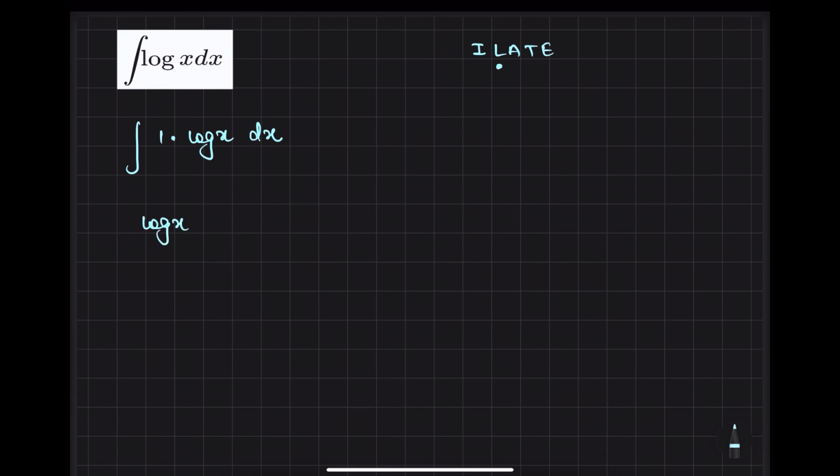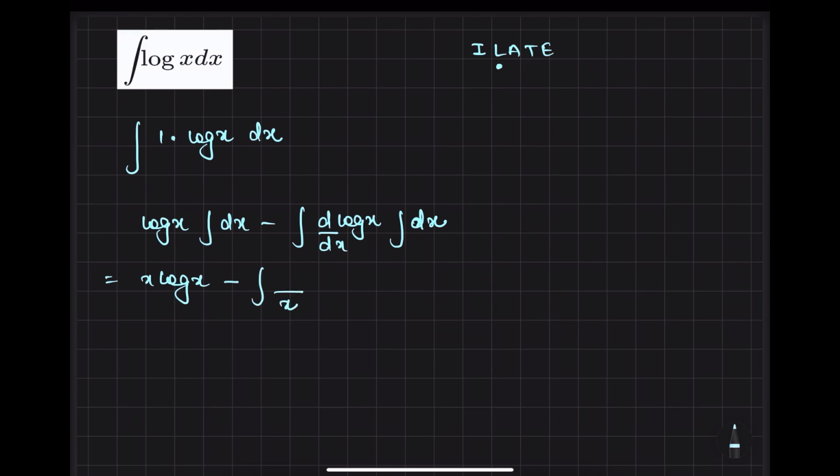So first function integration of second function minus whole integration differentiation of first function into integration of second function. Okay, I hope till this part you guys are okay. Let's do the integration. So integration of 1 is what? x. So it is x log x minus differentiation of log x is 1 by x. Integration of 1 is x.